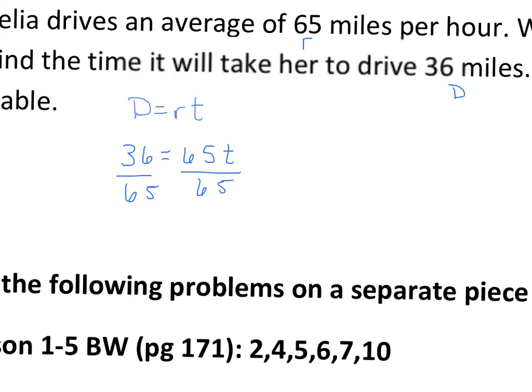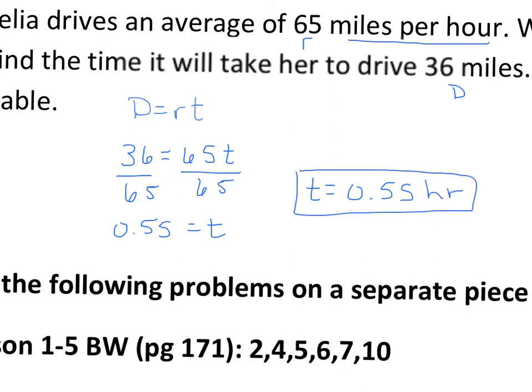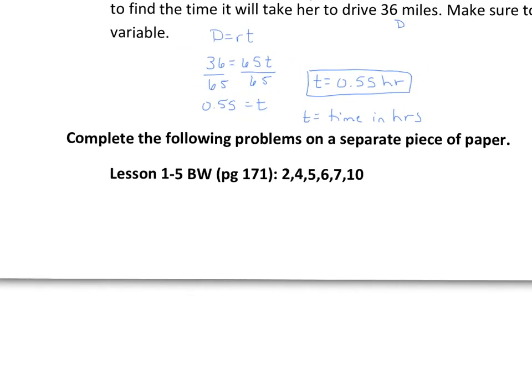And so once I do that, I put this in a calculator, and I'll get 0.55, and that's rounded off, equals t. Okay, so now since it's talking about miles per hour, this is going to be hours. So t equals 0.55 hours. So about half an hour is what that's saying. Okay, now it did ask you to define the variable, so t would equal time in hours.